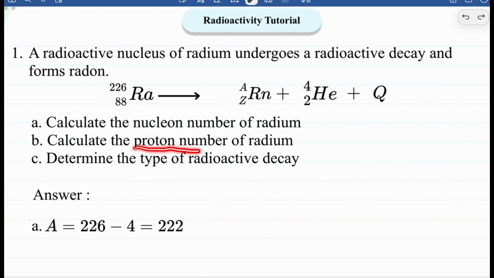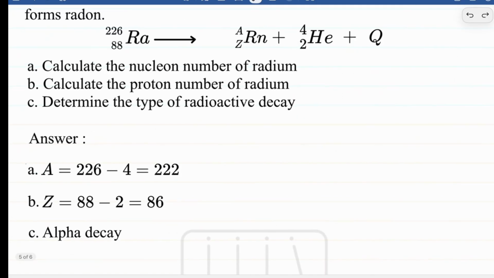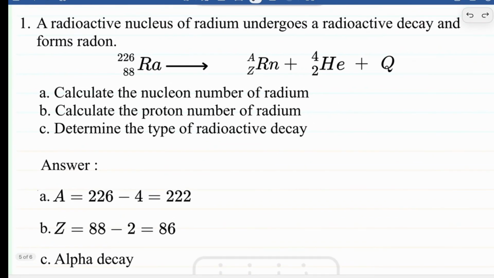Question B, calculate the proton number. So the proton number is Z, which is 88 minus 2, and the answer is 86. Question C, determine the type of radioactive decay. Because here we have a helium nucleus, or helium atom, this is alpha decay. We know that this is an alpha decay.